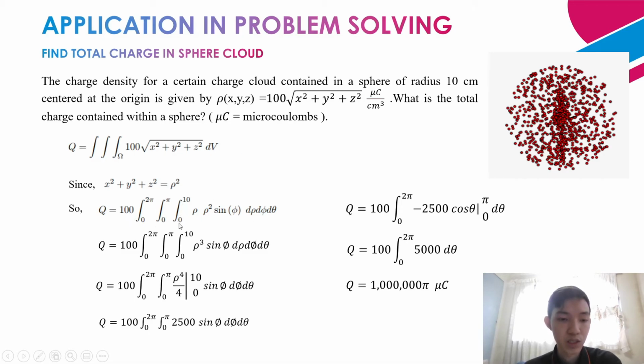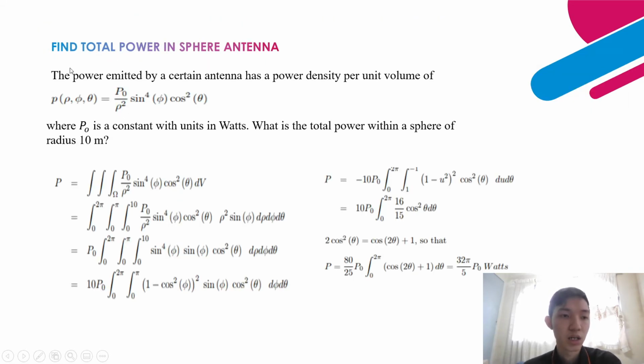Now we can set the limits of the integrals. The first limit is for rho, which is the radius from 0 to 10 given in the question. The second one is phi, which is from 0 to pi because the sphere is a full sphere from top to bottom. Finally, theta is from 0 to 2 pi because the sphere is a full sphere of 360 degrees. Now we get the full equation and we can apply the triple integral to solve the problem and get the final answer.